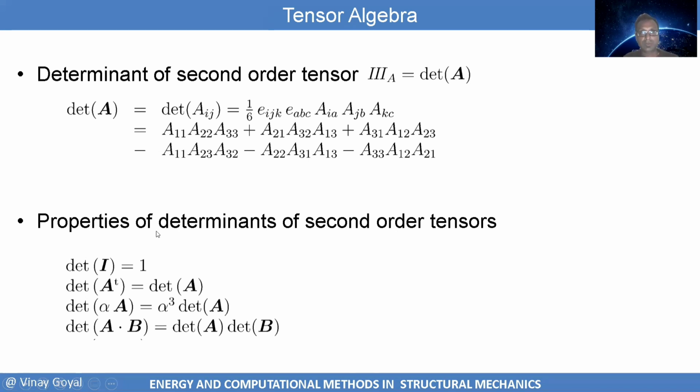The properties of determinants of second order tensors. If I find the determinant of I, I get unity. If I find the determinant of A transpose, it will be equal to the determinant of A. The determinant of alpha A is alpha cubed times the determinant of A. And the determinant of A dot B gives the determinant of A times the determinant of B.